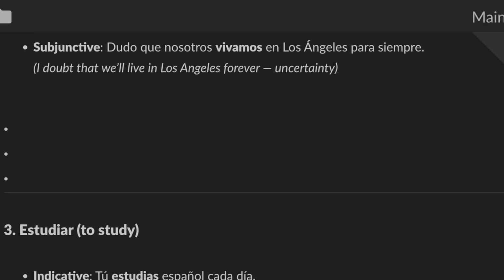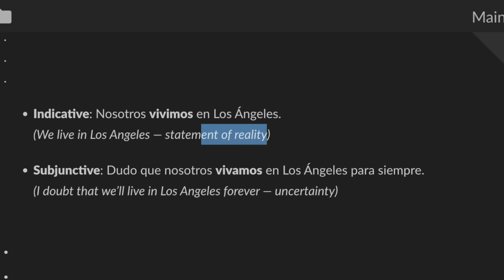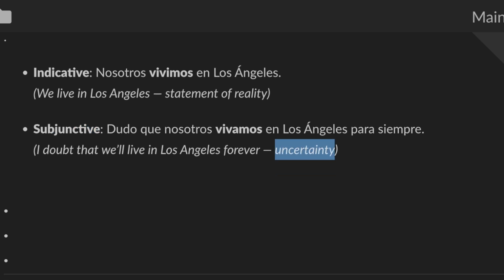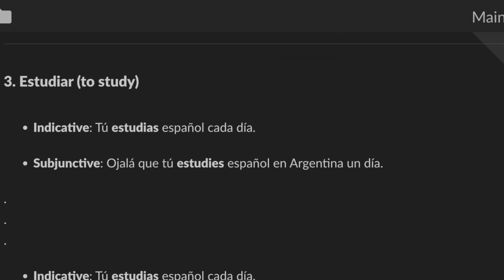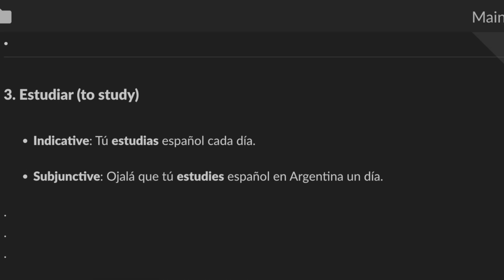Great. So here, a statement of reality, a fact in the indicative case, and a doubt in the subjunctive case. So uncertainty. Doubt and uncertainty are synonymous. All right, so here's the next example. Estudiar, to study. Go ahead and read that. Pause the video, and then we'll work through it together.